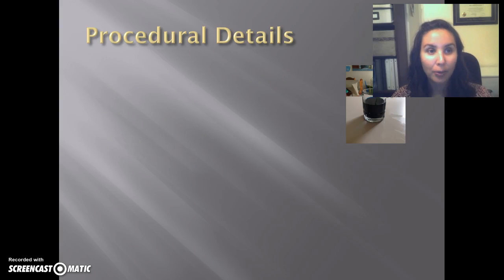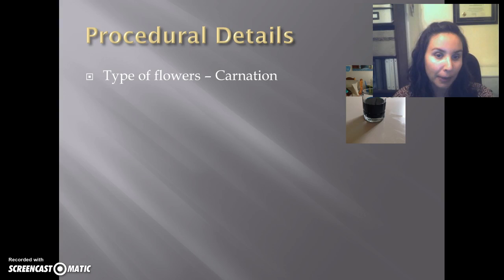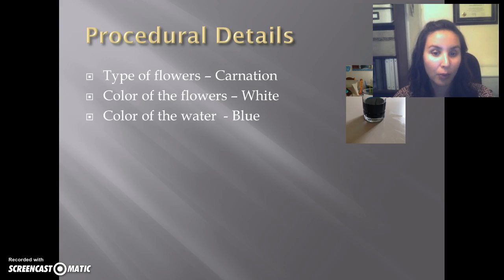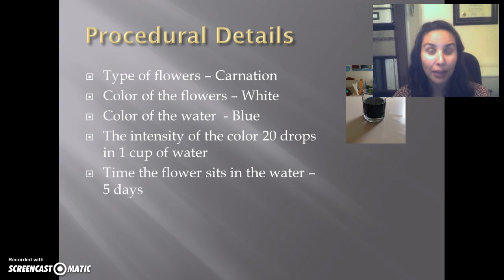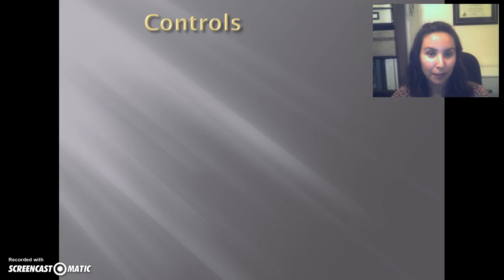So now we have our procedural details that we're going to follow, and be very specific so others are able to, if they wanted to, copy our experiment. We have chosen a carnation. The color is white. The color of the water is going to be blue. The intensity of the color is going to be exactly 20 drops of food coloring in 1 cup of water. And we have learned that we want to watch it for 5 days to make sure that we see the full result. All of this knowledge came from our discovery science. And we want the length of our stem to be 10 centimeters.